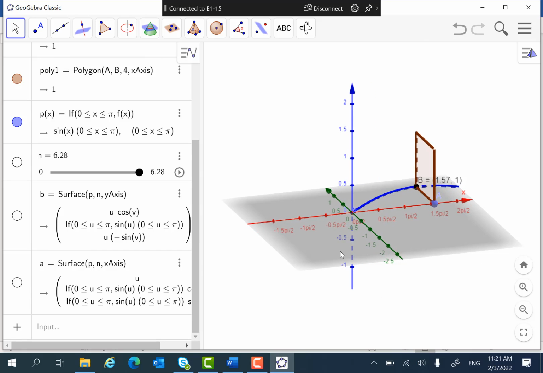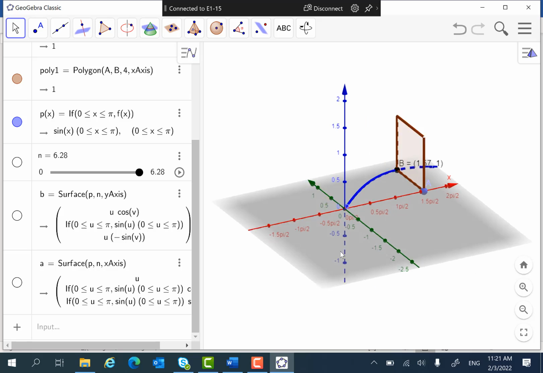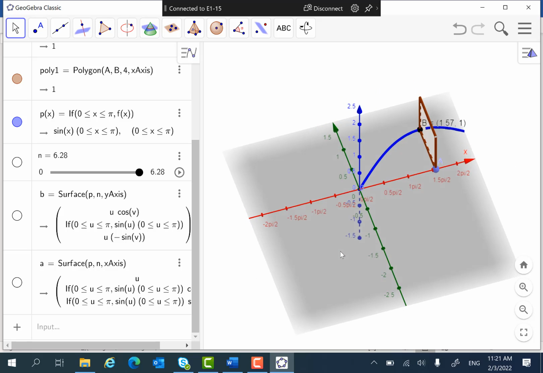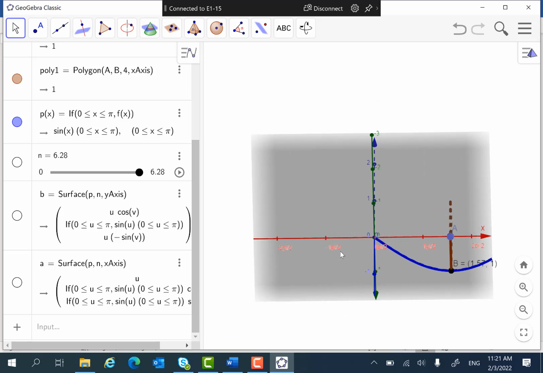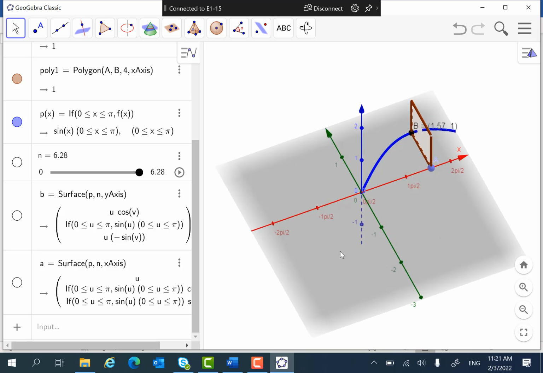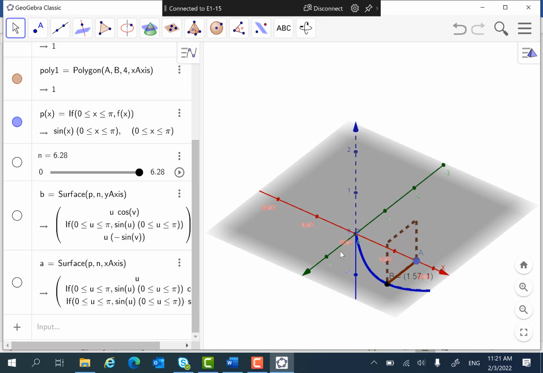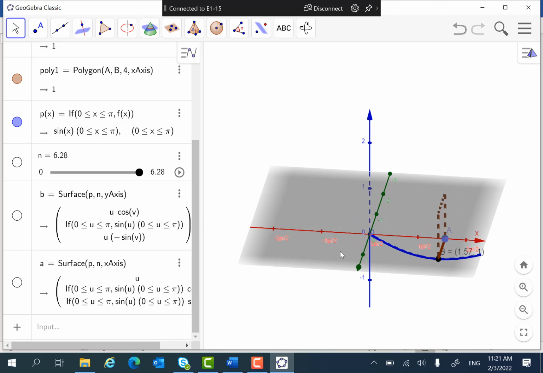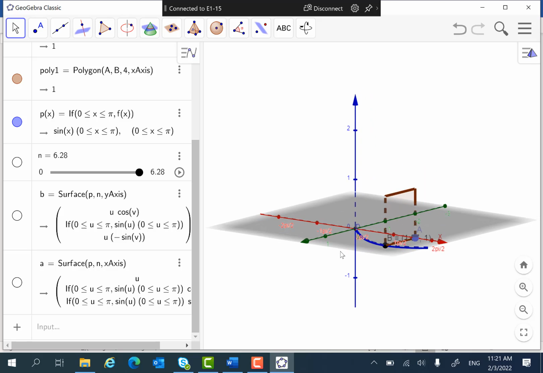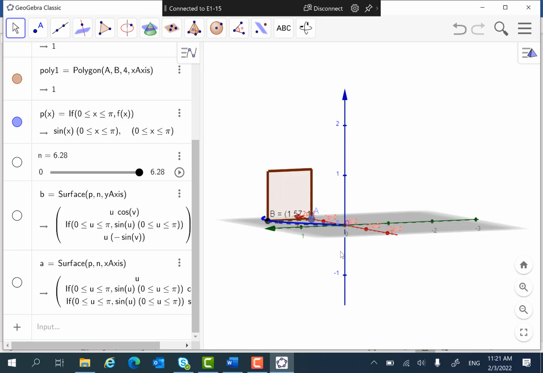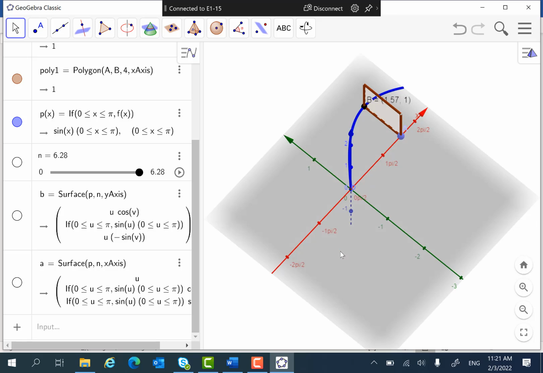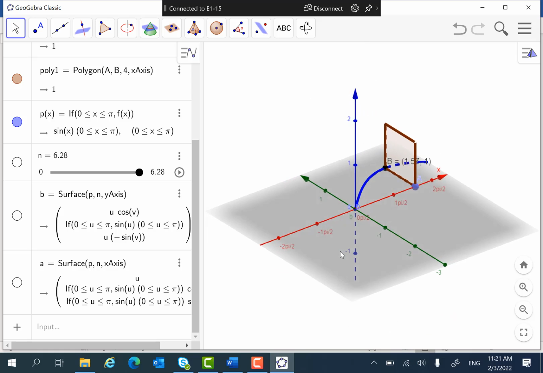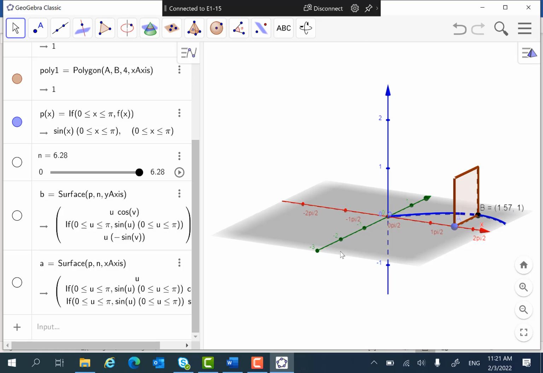Okay. Oops. Okay. Murphy's law. I practiced it before coming.